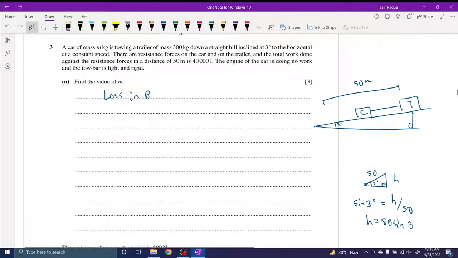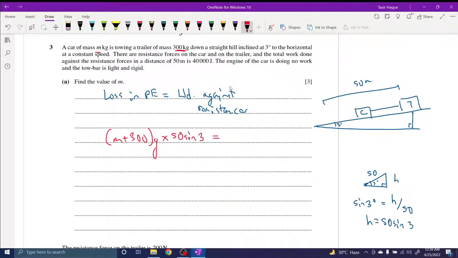So the loss in PE of the system is actually equal to the work done against resistance. So we know the loss in PE is mgh, right? So what's the total mass of this system? The trailer is 300 kg and the car has mass m kg. So it's actually (m plus 300) into g into height. The height is 50 sine 3, which is equal to the work done against resistance of 40,000. Okay, so (m plus 300) into 10 into 50 sine 3 is equal to 40,000.